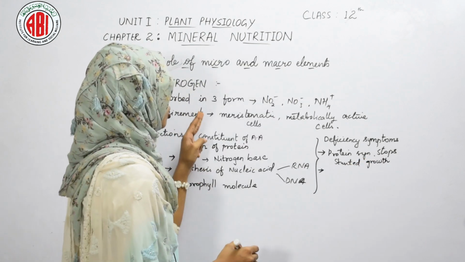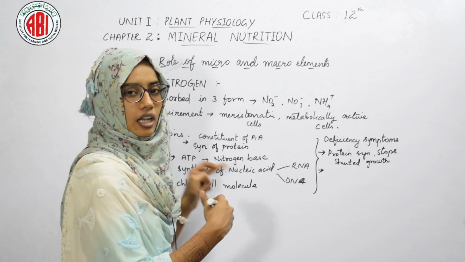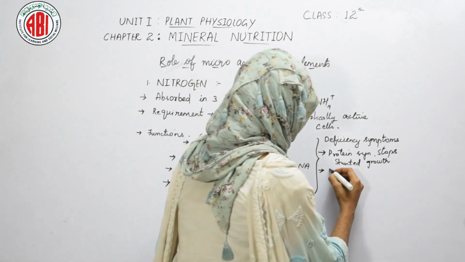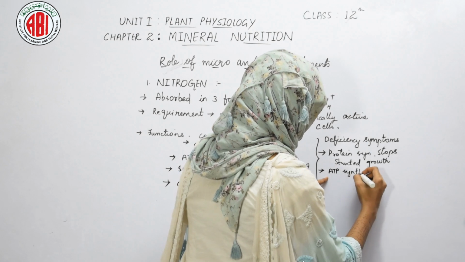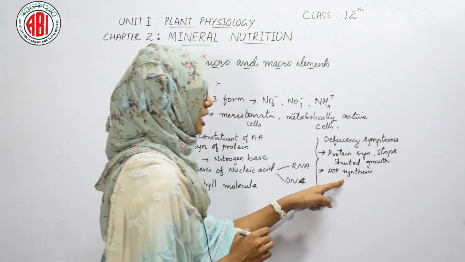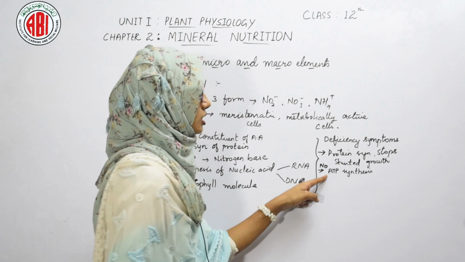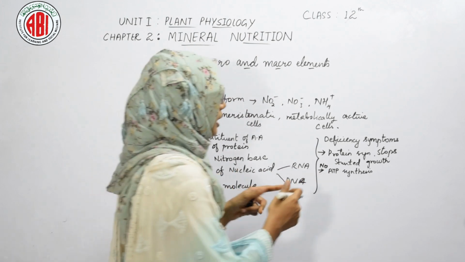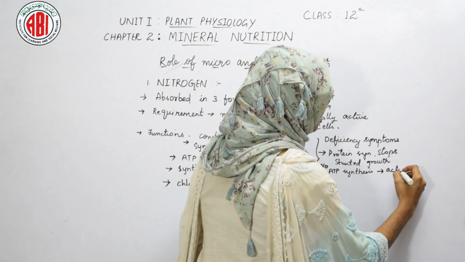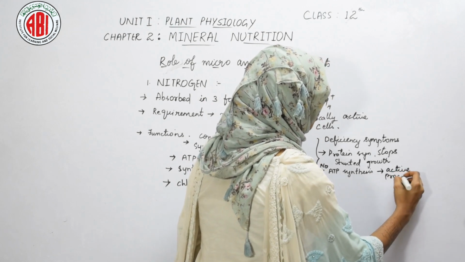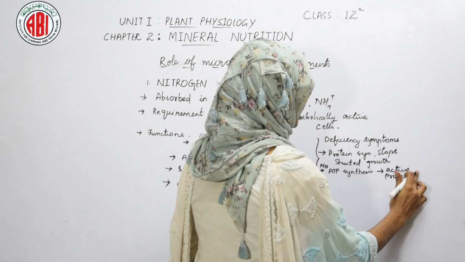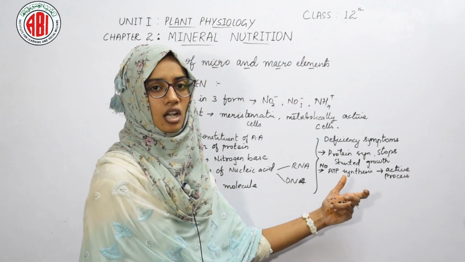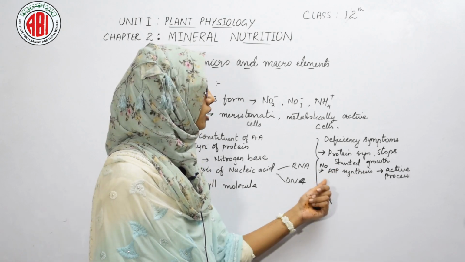The next function of nitrogen is in the production of ATP. If nitrogen is not present, then ATP synthesis is going to be affected. When ATP is not synthesized, the active processes inside the plant body are affected, because the active processes require energy, or an energy molecule, ATP.